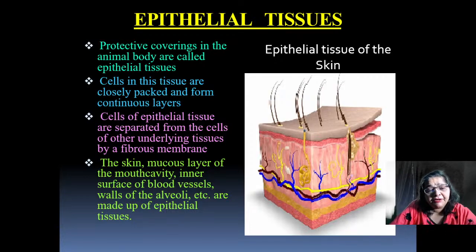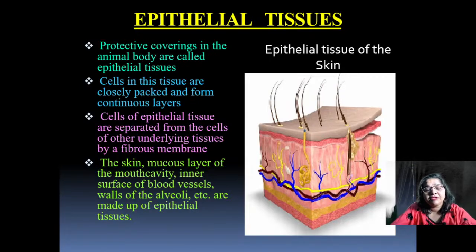Now, epithelial tissue, if you see, they form mostly the protective coverings in the animal body. These tissues are called epithelial tissues. The cells in this tissue are all closely packed and they form continuous layers also. The cells of epithelial tissue are separated from the cells of the underlying tissues by a fibrous membrane. This fibrous membrane forms the basal membrane on which these cells are arranged.